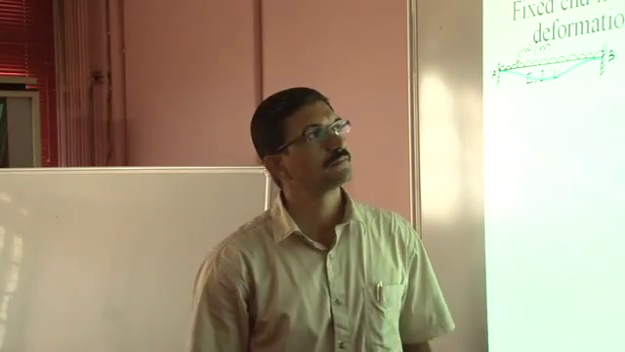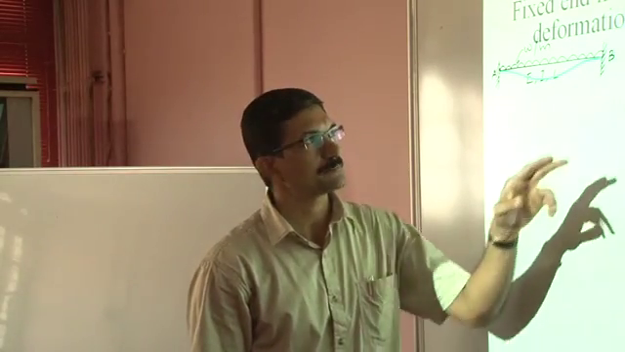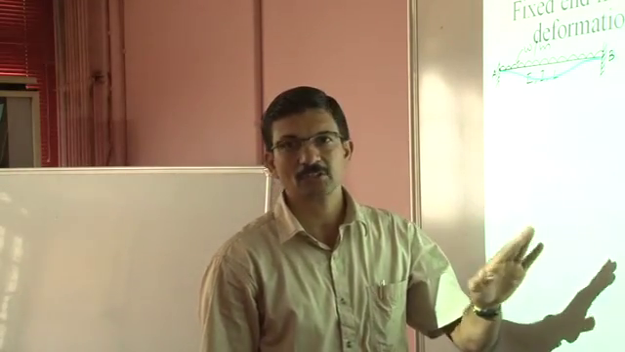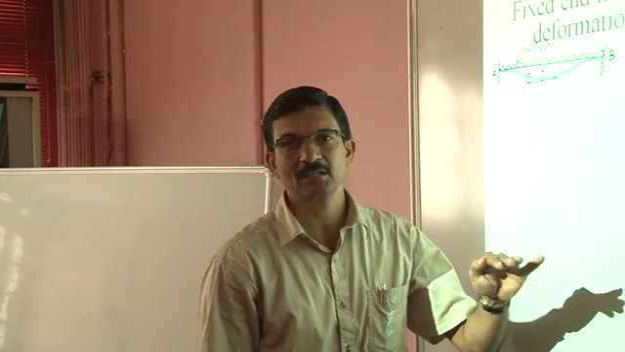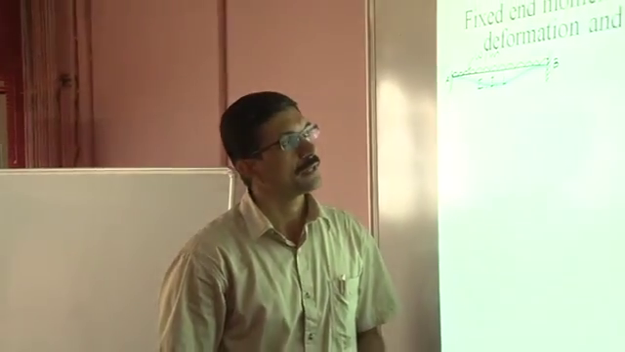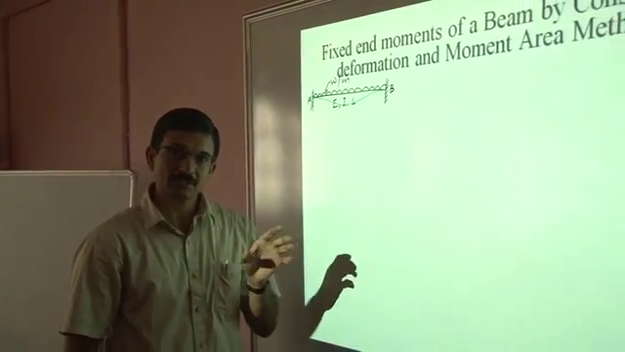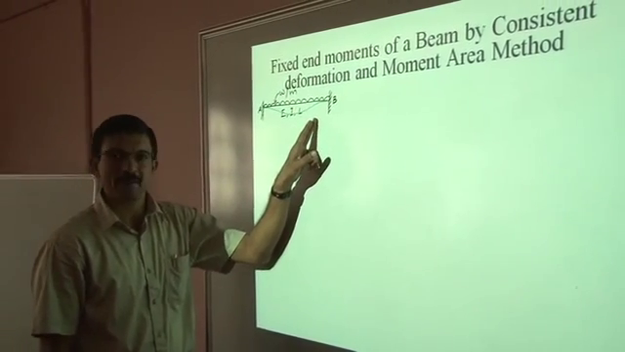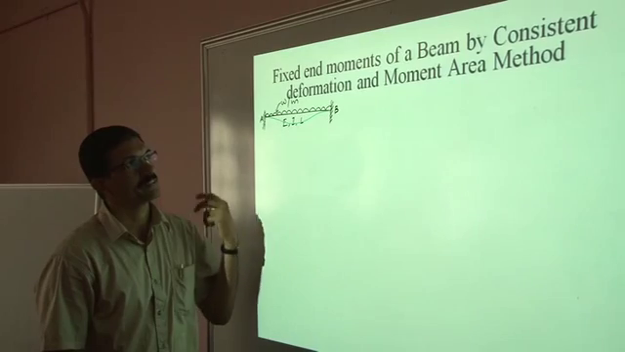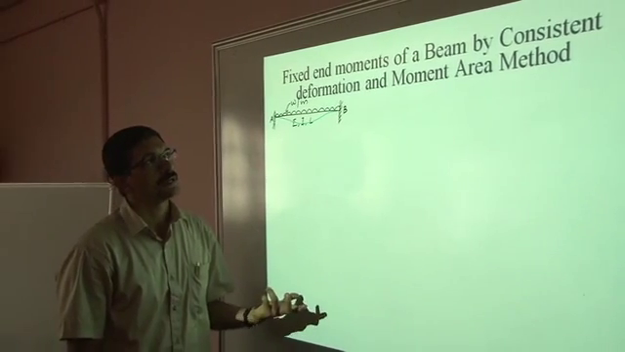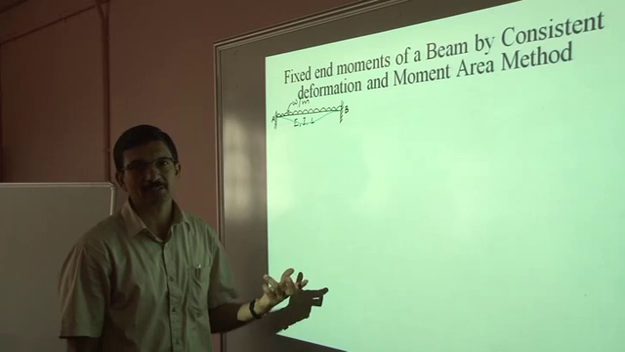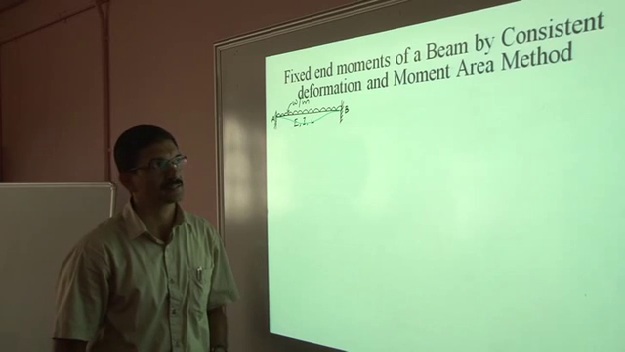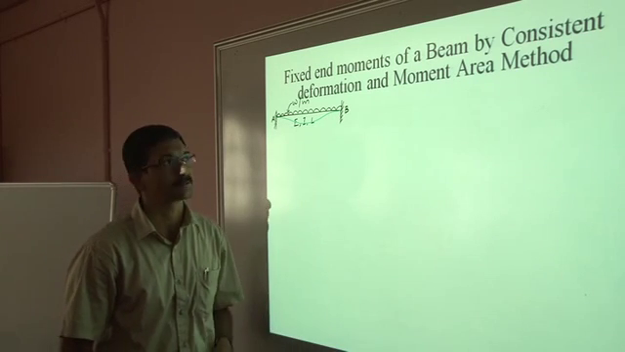In the previous discussions, we have seen how this moment area method can be used effectively to find out the slopes and deflections of certain simple beams, simply supported beams as well as cantilever. Now, we are required to see some more results, like the fixed moments of certain spans of beams, whenever we analyze frames, rigid jointed frames as well as continuous beams using any indeterminate structural analysis like flexibility method or stiffness method.